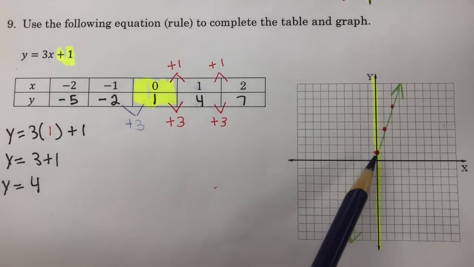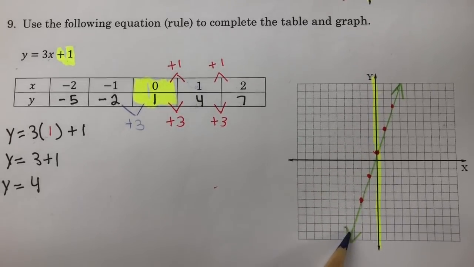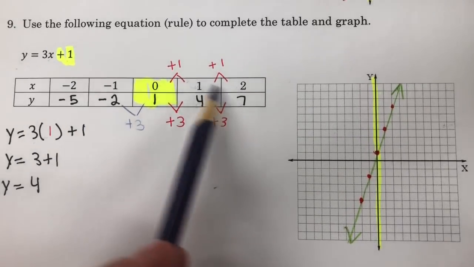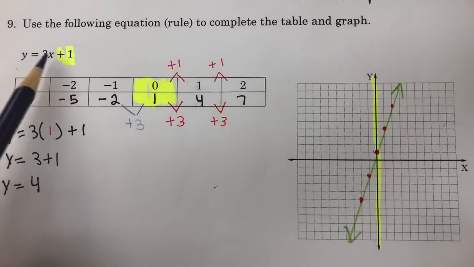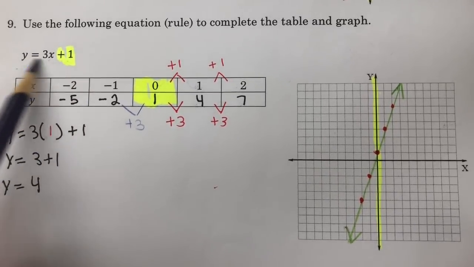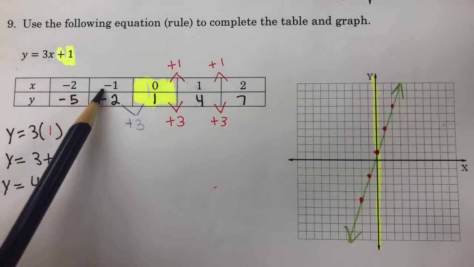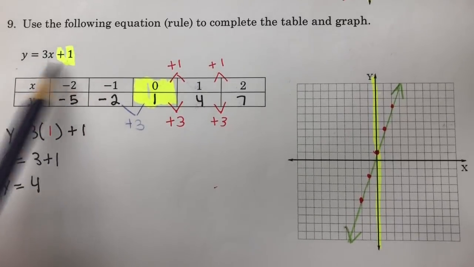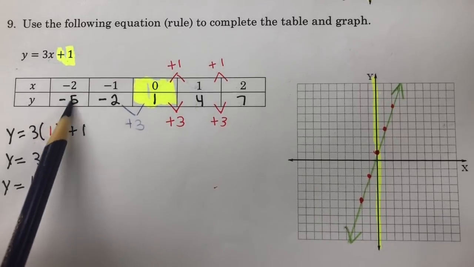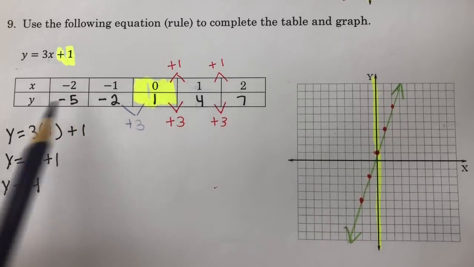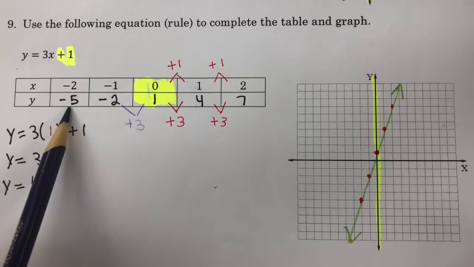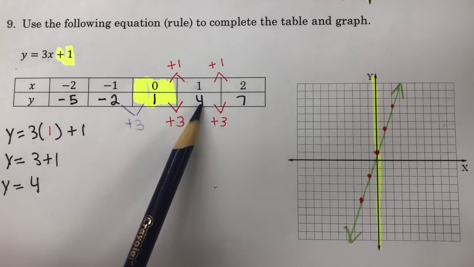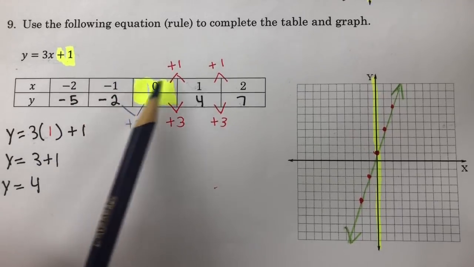If any of these points don't line up when you use a ruler to connect them, then you did something wrong. Either you plotted your points wrong from the table, or when you solved for one of these input values, you did it incorrectly. So I would go back and check to make sure these all work and that they're all at a constant rate. You can see that they're 3 units apart on the y and 1 unit apart on the x.